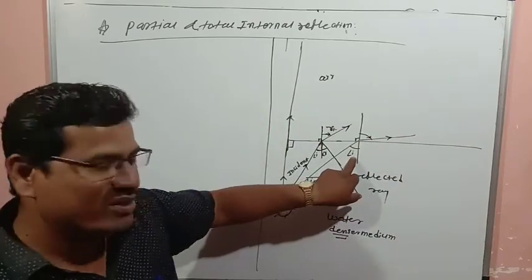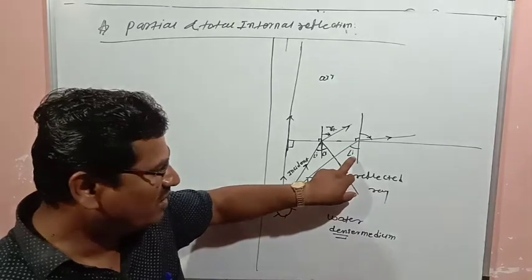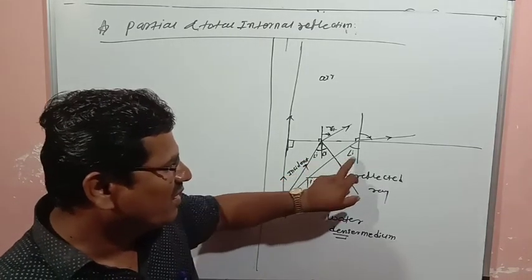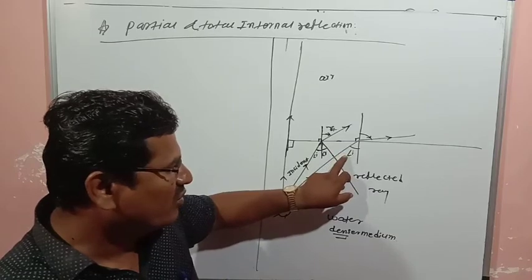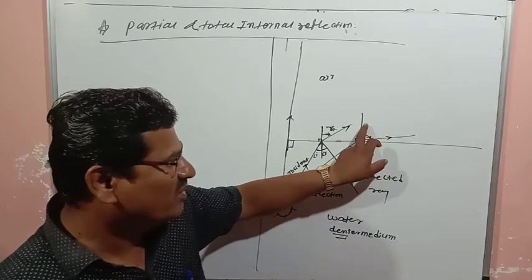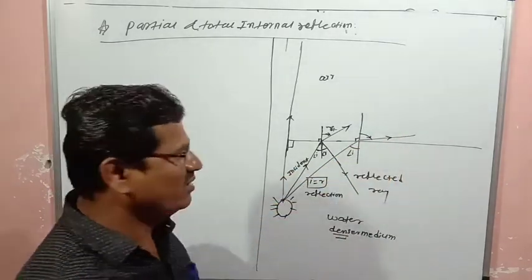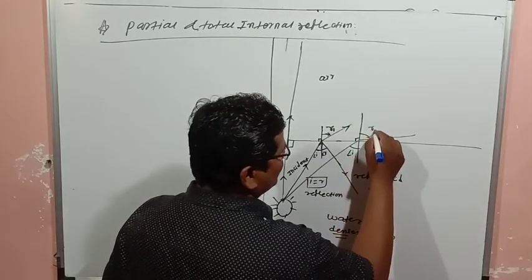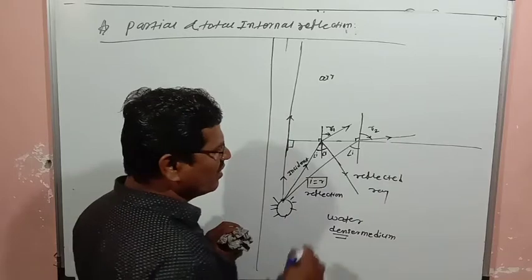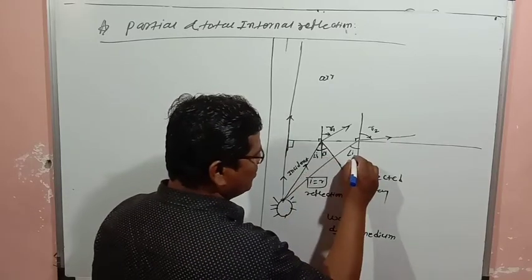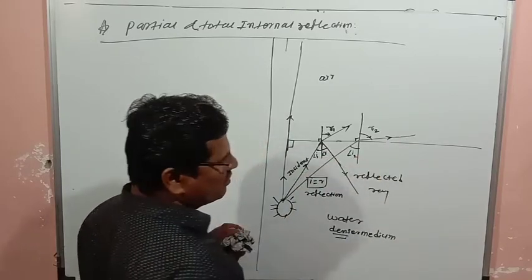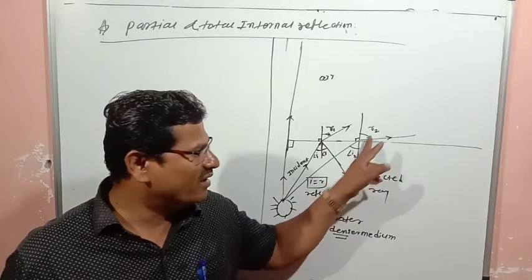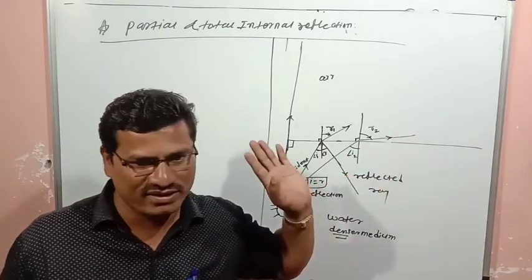So as the angle of incidence increases, here the angle of incidence is less, and here the angle of incidence will increase, then the angle of refraction again will bend away from the normal. Suppose this one is R1 and this one will be R2. Suppose this one is I1, here will be I2. So as the angle of incidence increases, the angle of refraction also increases.